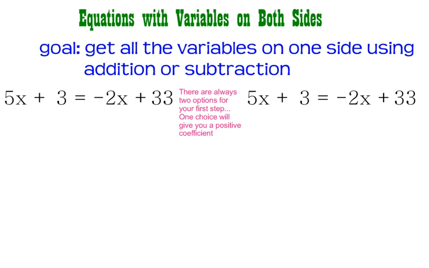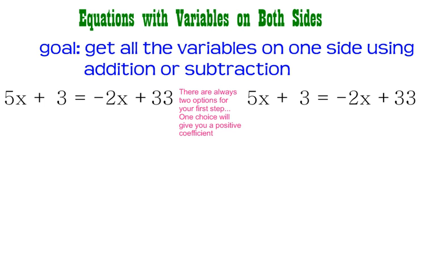In algebra, when we get to more advanced equations, sometimes we will find problems in which there are variables on both sides. For example, you can see that I have 5x on this side, and I've got negative 2x on this side. I've written this equation 2 times because if you are reading what I've written here in pink, there are always 2 options for our first step.